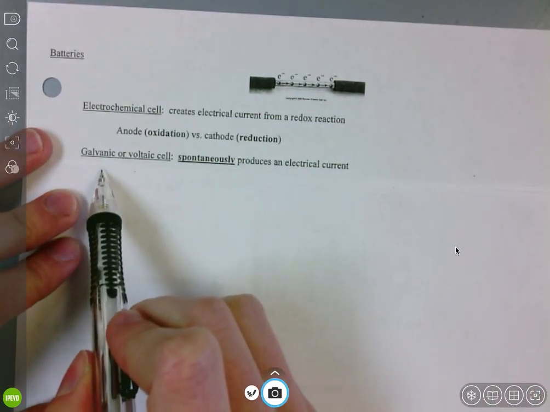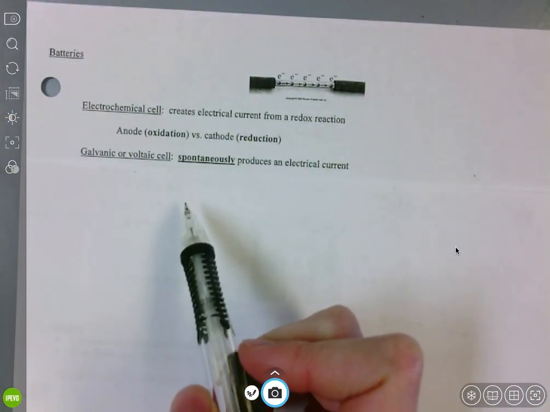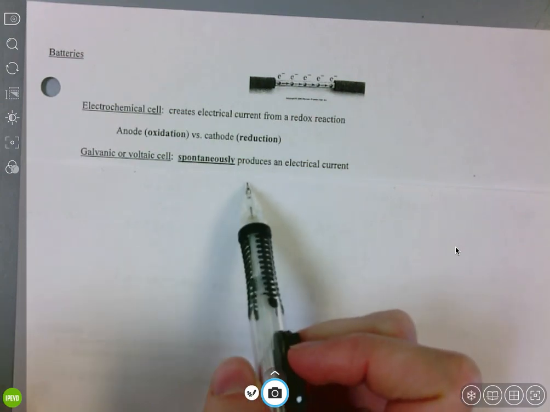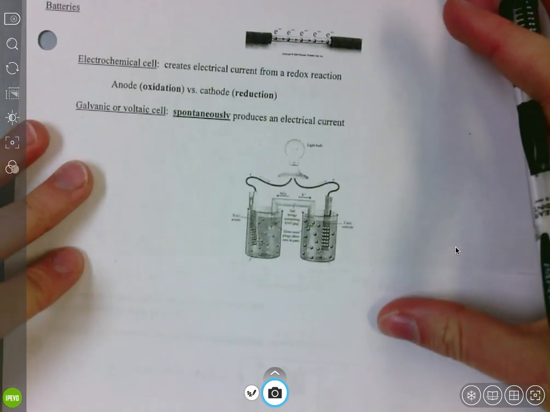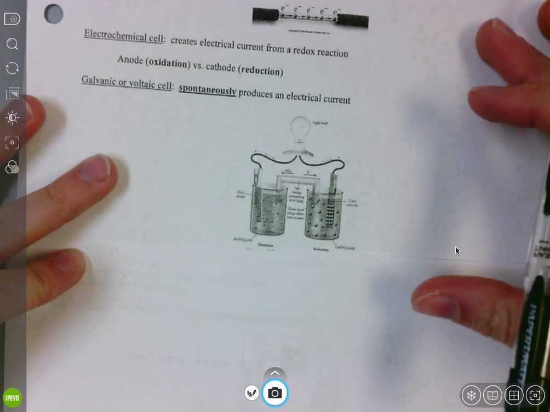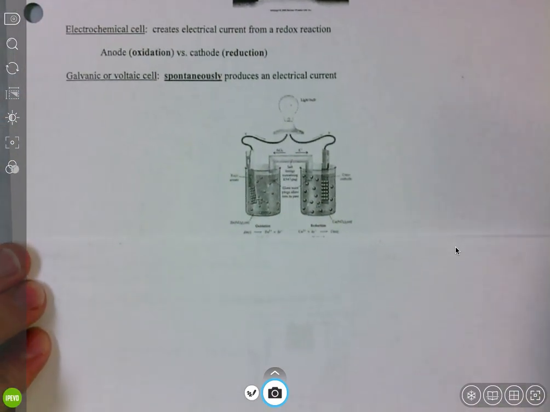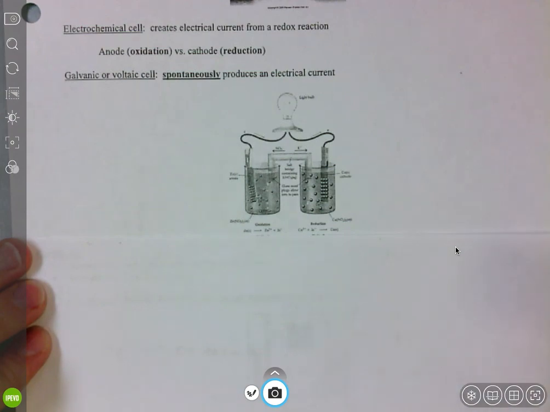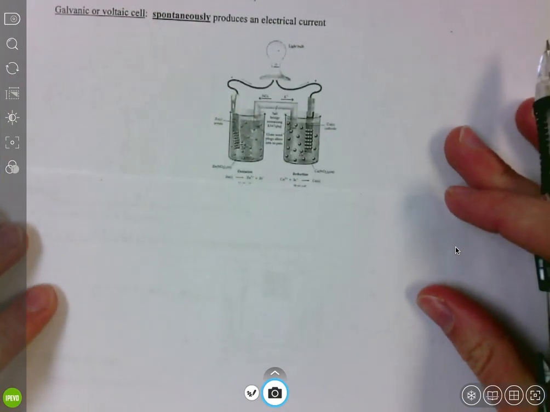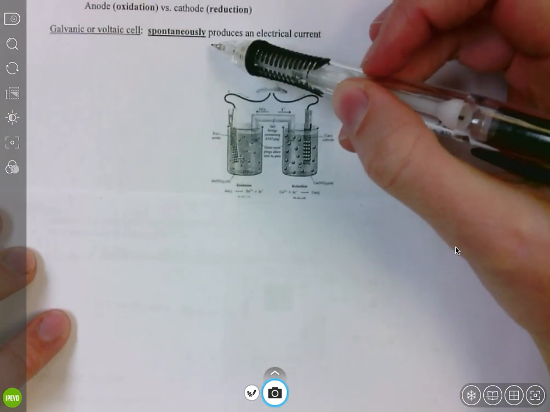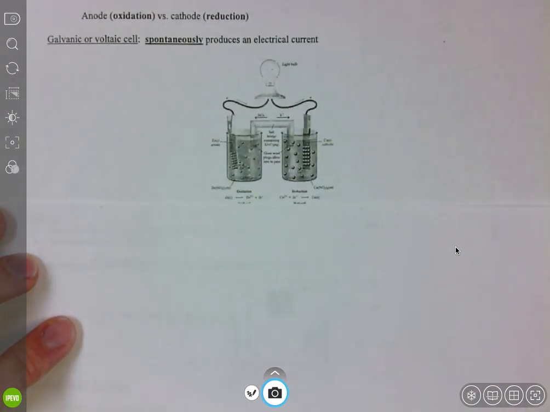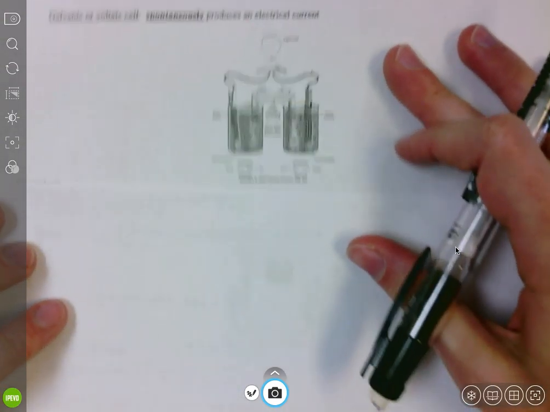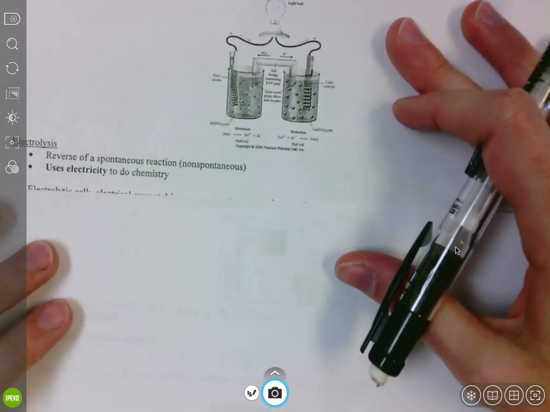So we have galvanic or voltaic cells. These guys spontaneously produce an electrical current. So we have a redox reaction going on inside a battery that is producing this electrical current, and we're just harnessing that movement of electrons. So electricity is just a movement, a current of electrons. So we are taking that spontaneous redox reaction, and we're just stealing some of its electrons to do work for us. So that is how a battery works there.